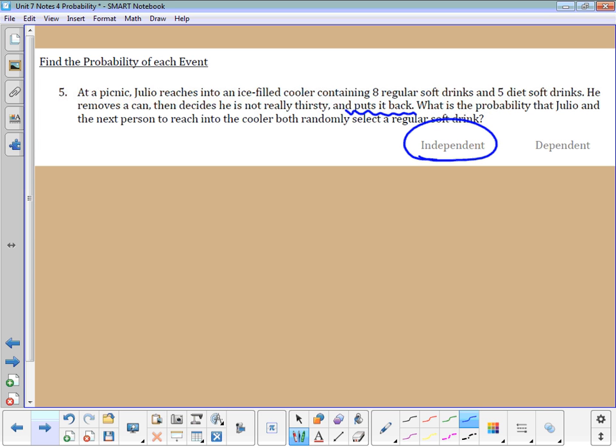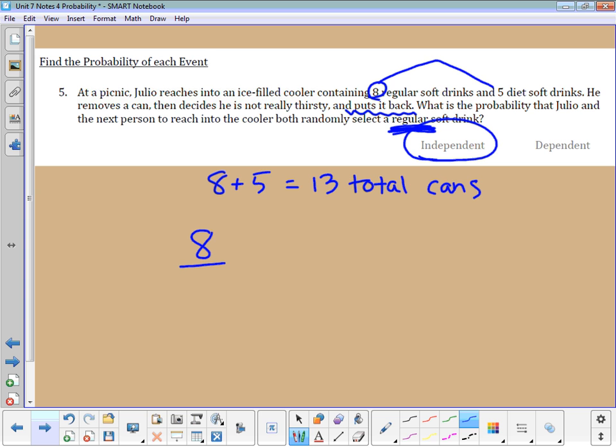Now to calculate this probability, I need to first look at how many total drinks do I have? 8 plus 5. Okay, so 13 total cans. And then I need to look at my successes. We want a regular soft drink, and there's 8 of those. So for Julio, the first person, he has an 8 out of 13 chance of picking out a regular soft drink. He's going to look at the can, put it back in the cooler. Someone else walks up. They also have an 8 out of 13 chance of picking out a regular soft drink because the can was put back.